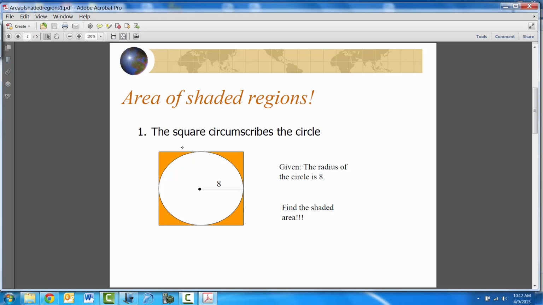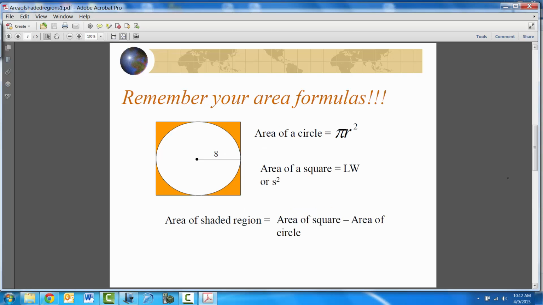Well, what would be the solution to this? Well, the easy solution is to find the area of the square, the whole area, and then subtract from that the circle, which is the blank area. So, remember, area of a circle is pi r squared. Remember, area of a square is length times width, or since the length and the width are equal, side times side. So that's what we're going to do. Area of square minus area of circle. And you'll have similar questions on your Quiz Tuesday.